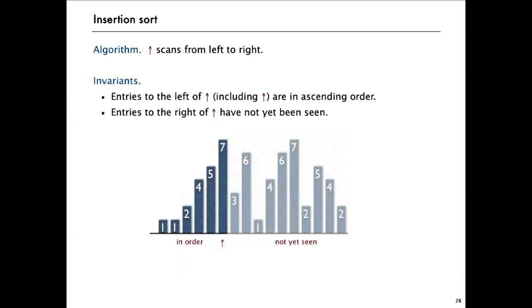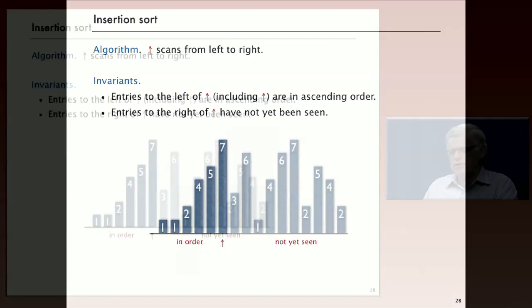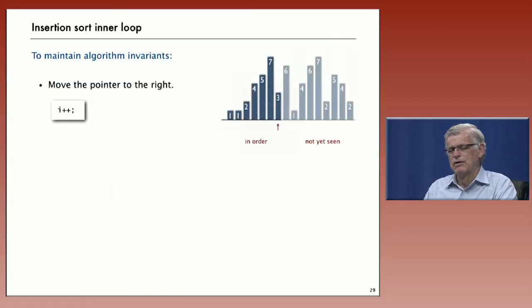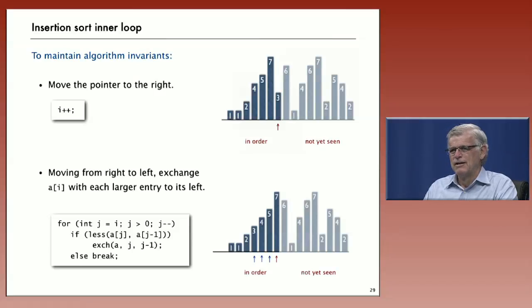Again, we can look at insertion sort in terms of invariants. Our pointer still scans from left to right, but now the elements to the left of the pointer, including it, are in order, but the elements to the right have not yet been seen at all. So we have to look at the code that's going to maintain that invariant as the pointer increments. Move the pointer to the right, it's incremented again. Now the invariant's broken because the element at the pointer is not in sorted order. To put it in sorted order, we have to move from right to left, exchanging it with every larger element to its left. And that's what the code at the bottom does.